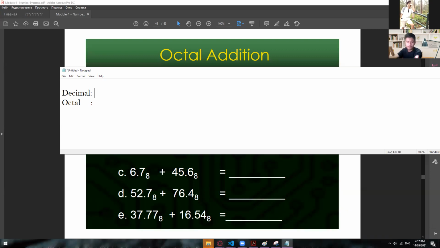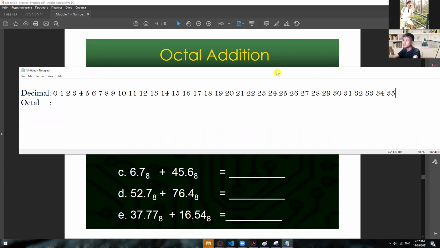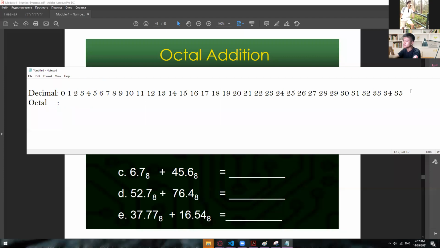So again, in decimal, you don't have any problem with this one since it is the same with how we count. It's just that we're going to start with 0. So 0, 1, 2, 3, 4, 5, 6, 7, 8, 9, 10, 11, 12, 13, 14, 15, 16, 17, 18, 19, 20, 21, up to 35. Alright, so in here, let's range it up to 35 only.